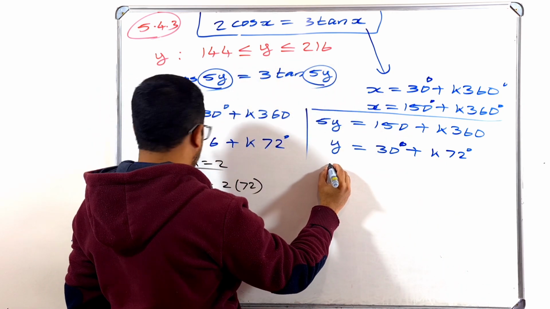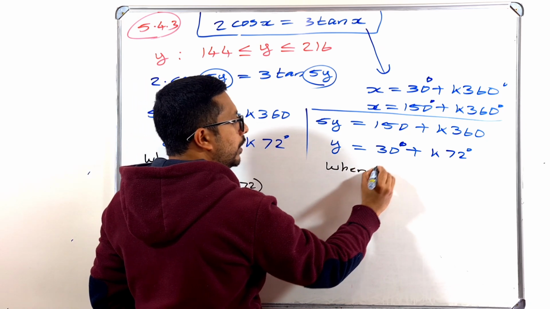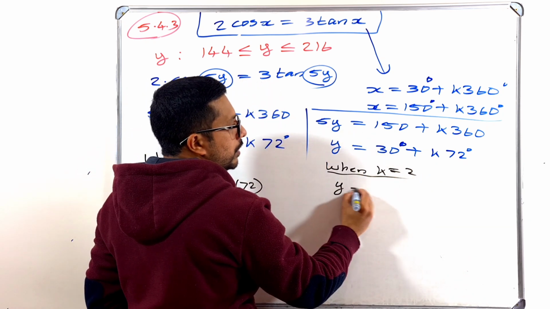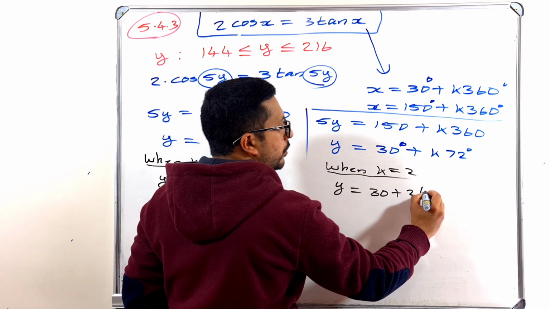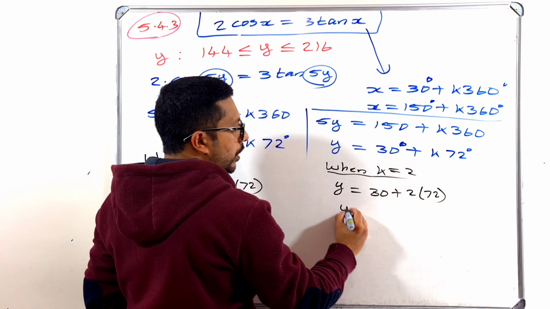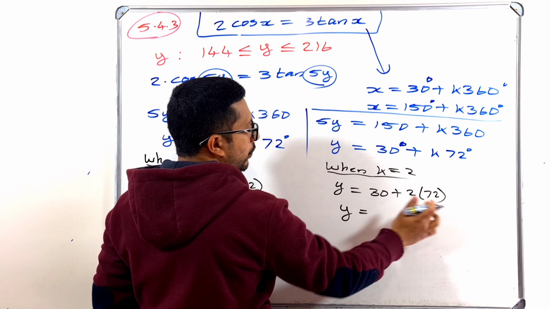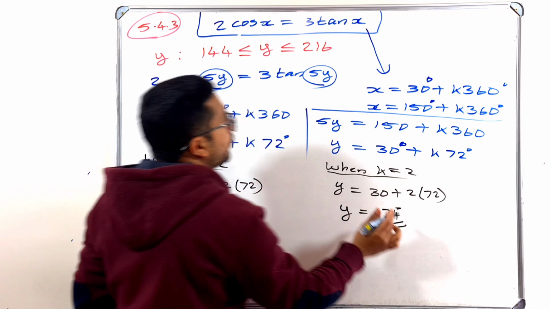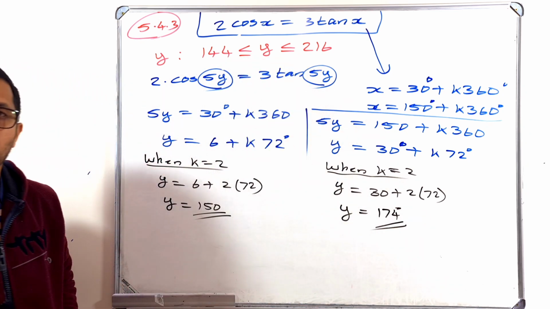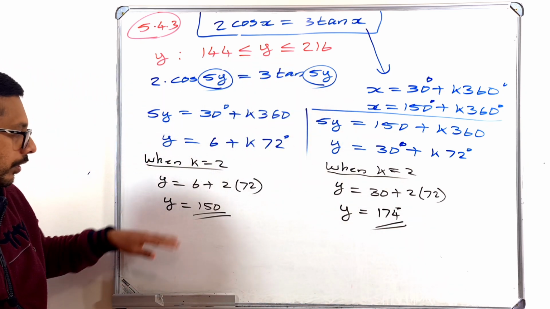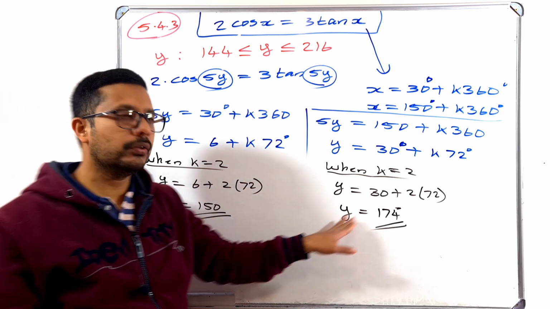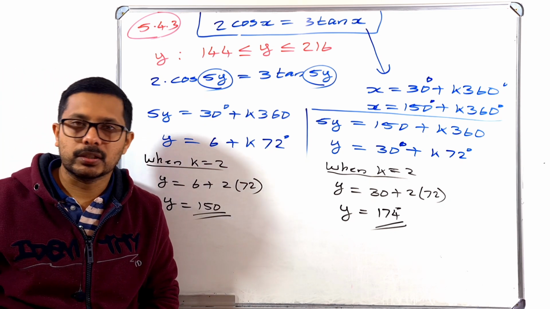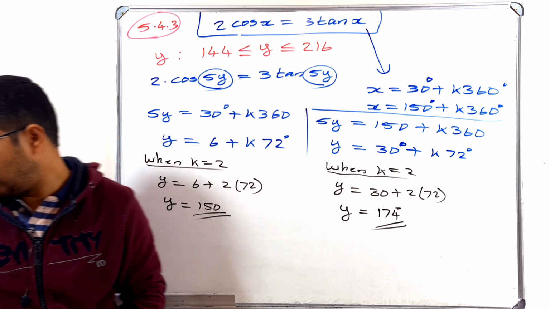Let's try to substitute k. When k is equal to, here also let's try to substitute k as 2. Okay, so y is equal to 30 plus 2 into 72. So y is equal to, take your calculator, 144 plus 30, 174. So that 174 is also between 144 and 216. Okay, so we got two y values, 150 and 174, and that's the question. Okay, so that is 5.4.3. Now let's go to the next question, 5.5.